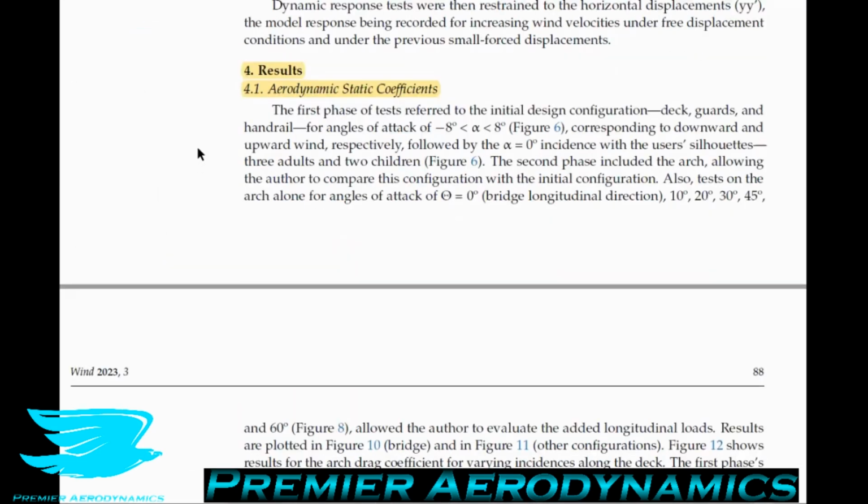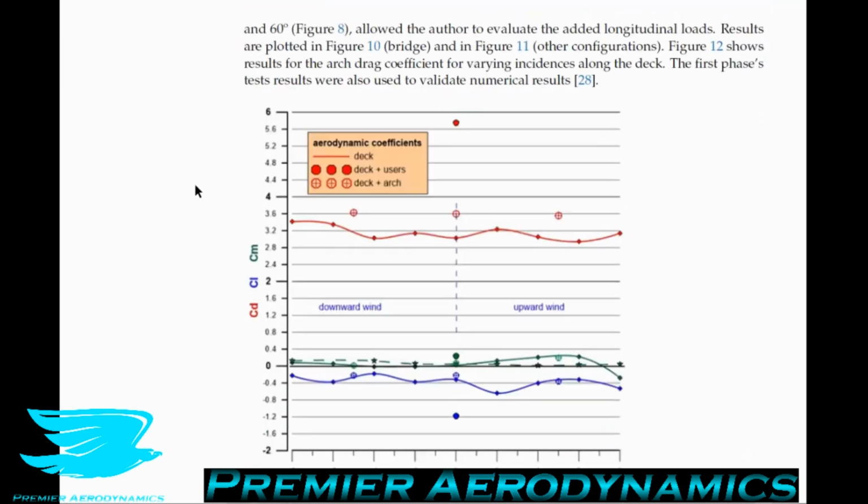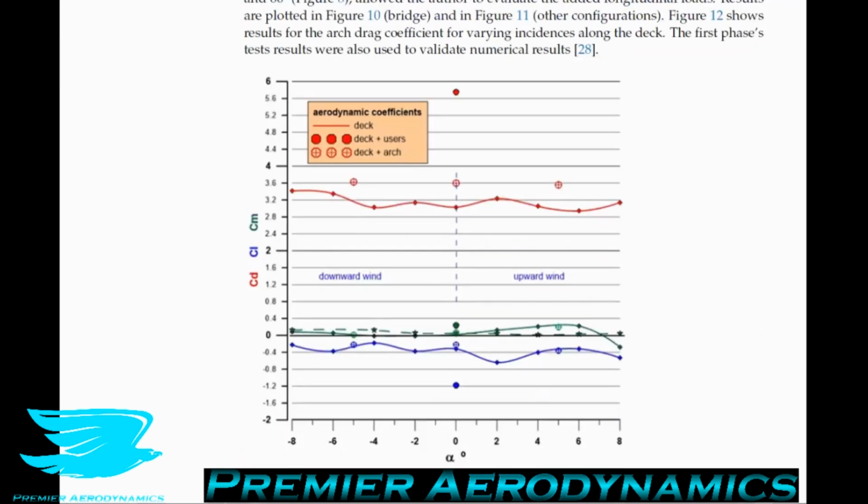So for the results, let's talk about the aerodynamic static coefficients. So these are the drag coefficient, the lift coefficient, and the pitching moment coefficients. So the drag coefficient for all configurations is really high. It's about 3. And to give you an idea of how high that is, the drag coefficient of a cube is around 1, and it's already really bad.